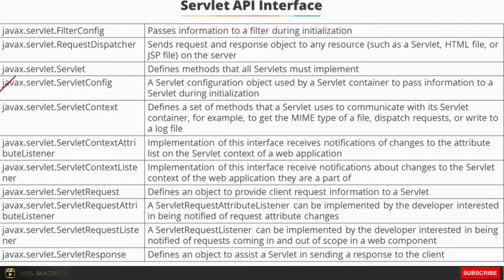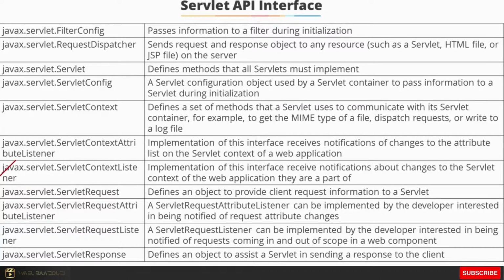ServletConfig is a servlet configuration object used by a servlet container to pass information to a servlet during initialization. ServletContext defines a set of methods that a servlet uses to communicate with its servlet container, for example to get the MIME type of a file, dispatch requests or write to a log file. The ServletContextAttributeListener. This is an implementation of the interface which receives notifications of changes to the attribute list on the servlet context of a web application.